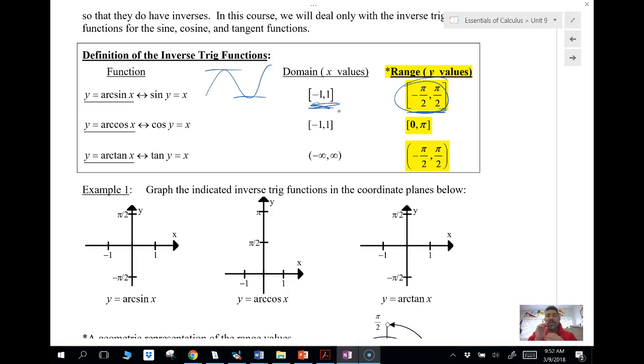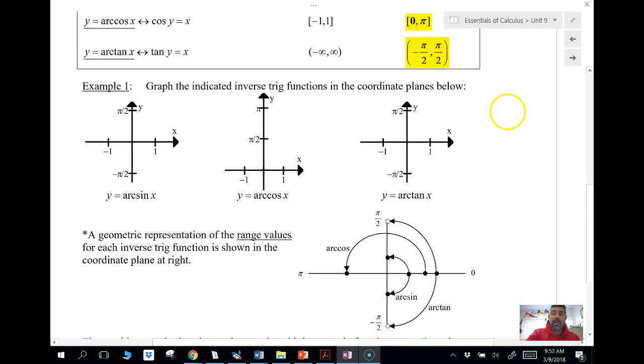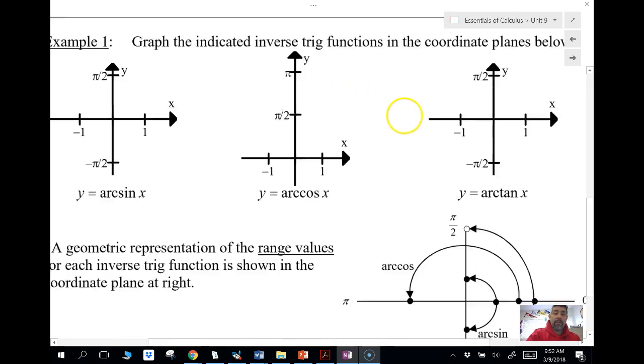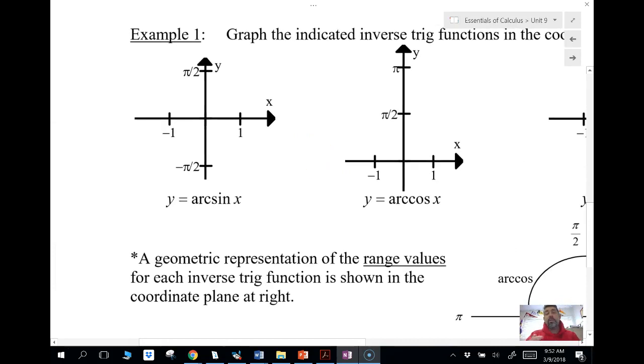We have to restrict the range. So let's take a look at what these graphs look like. Again, you're going to want to make sure you understand and you know these range restrictions for each of these types of graphs. And again, if you want to look at the video that I had before, that I put a link there for, you can take a look at that video. That does have more information on how we remember those range restrictions.